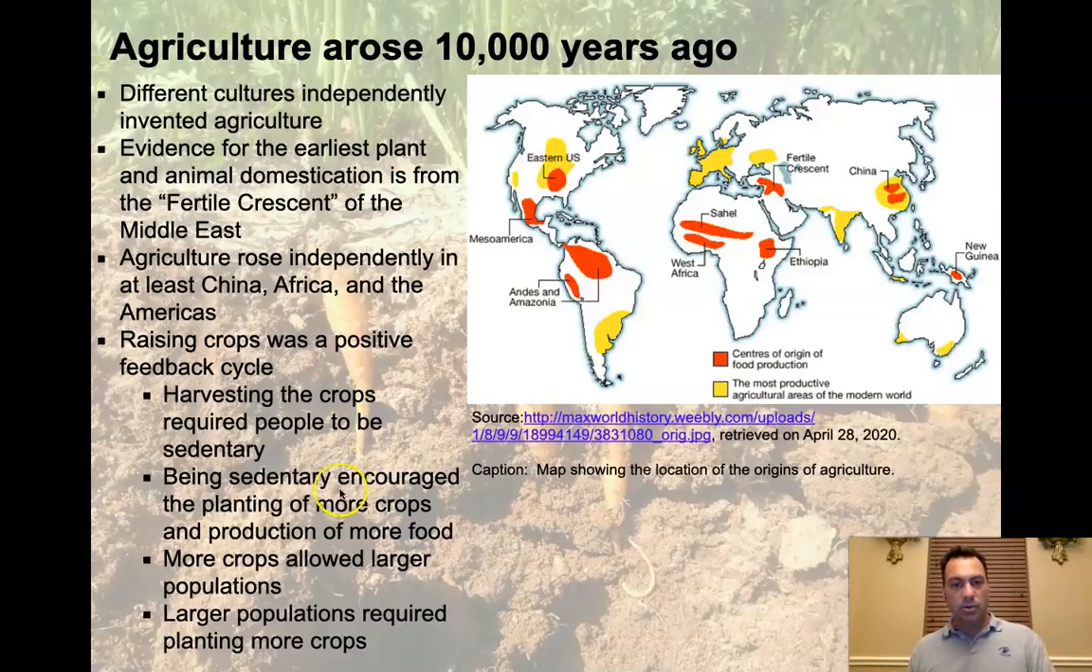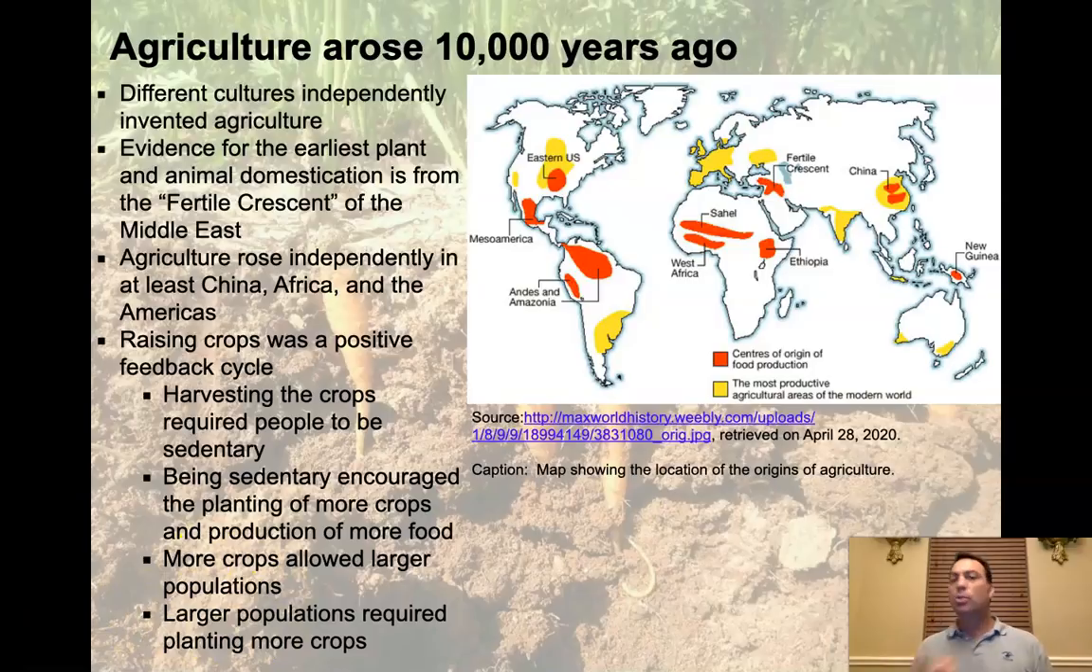Being sedentary, of course, encouraged the planting of more crops and production of more food. So if you're going to be there anyway, you might as well just plant larger fields, even more than what you would consume. So it's an overproduction that might happen. And these more crops allowed larger populations, and then larger populations required planting more crops. And there's your positive feedback cycle right there.